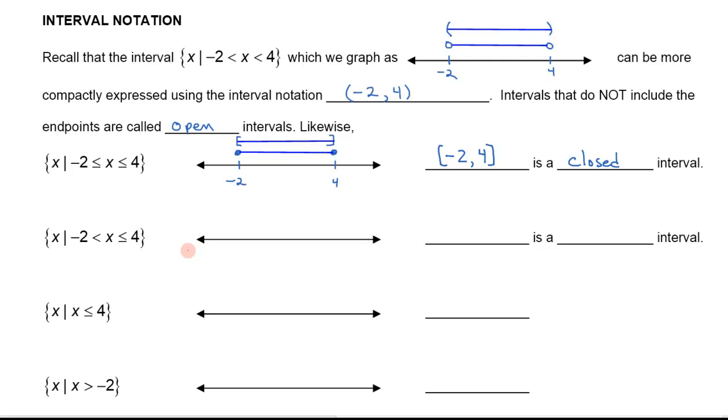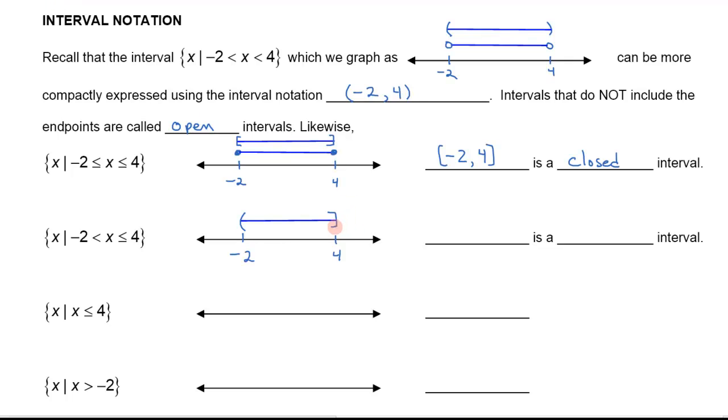And then I can have what I call the combo platter. If I wanted the x's that are strictly greater than -2 but less than or equal to 4, then I'd use a parenthesis to show that it does not include -2, and a square bracket to show that it does include 4. And then the line would mean that I include all those points that are between those.